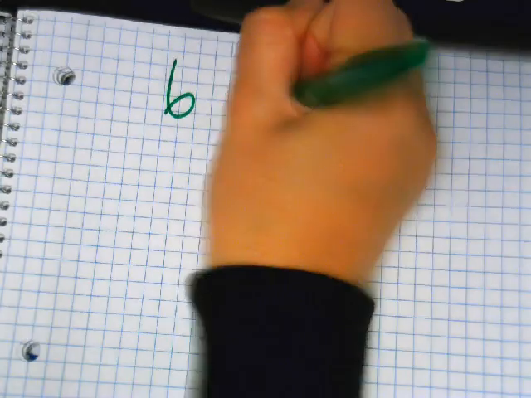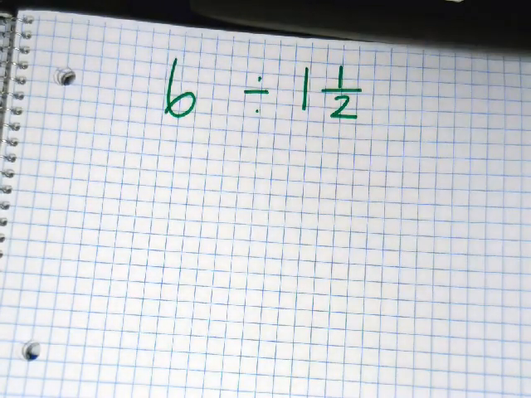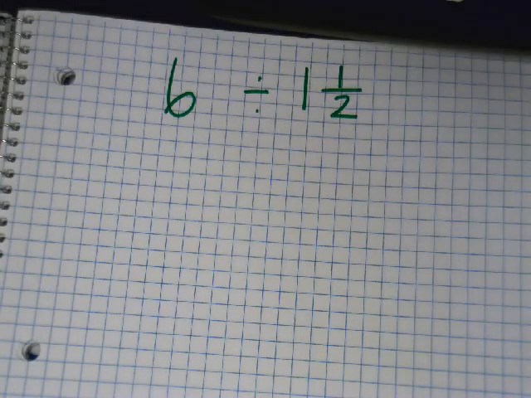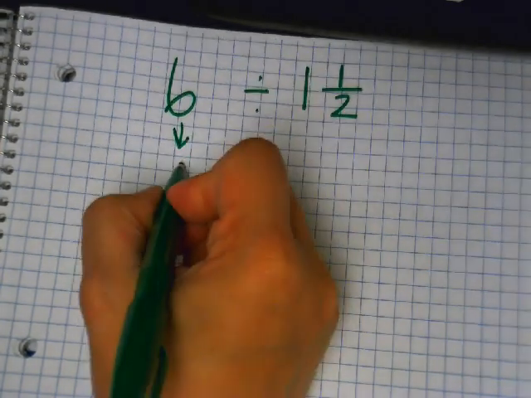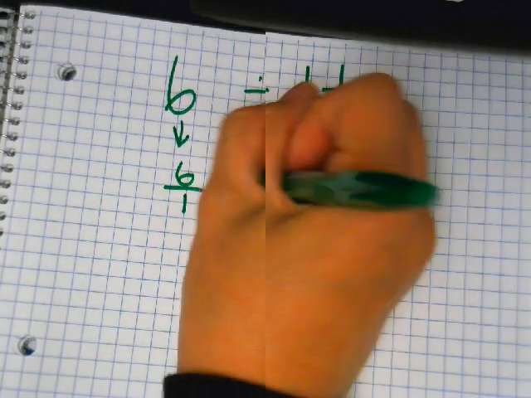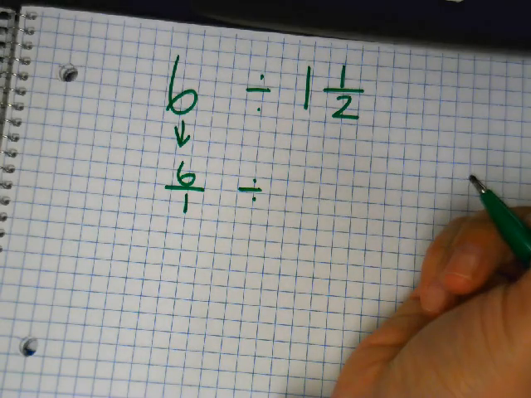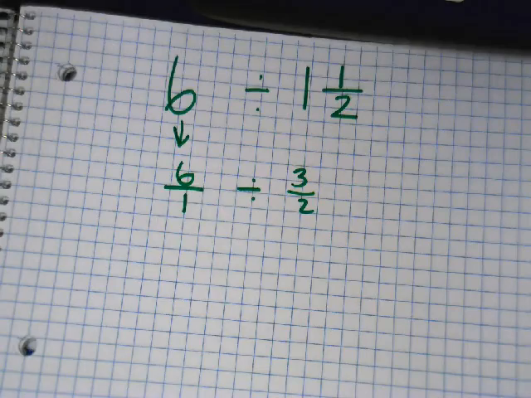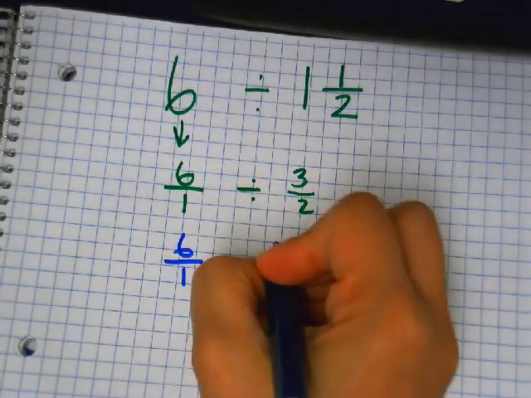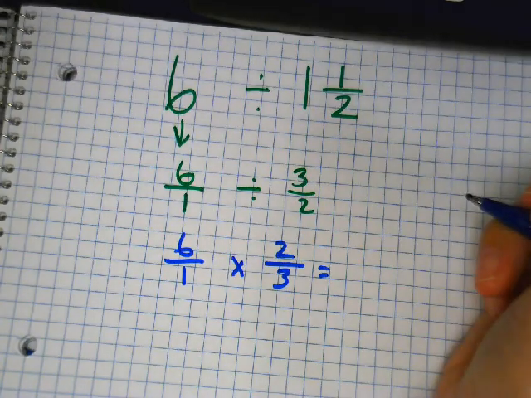Okay, now let's change it a little. What if I go 6 divided by 1 1/2? What do we have to do? This one's the easiest one. Turn the 6 into a fraction. You add a 1 under it. Nice. So 6 turns into 6 over 1, divided by 1 1/2, which is equal to 3 over 2. And then 6 over 1 times 2 over 3 is equal to 12 over 21.